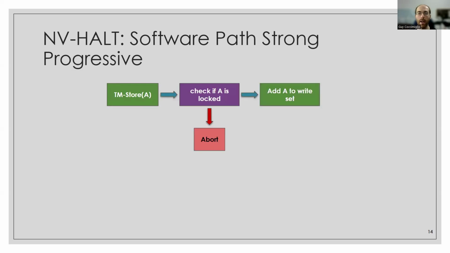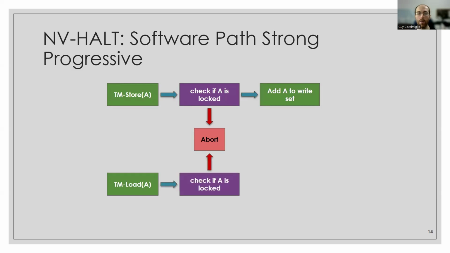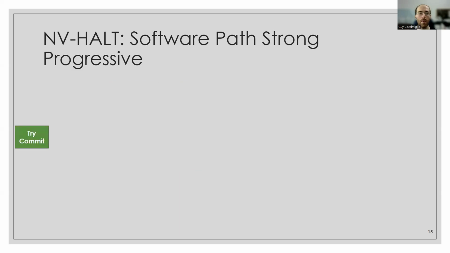If it's not locked, then we're going to add A to the write set. Similarly, if we want to load A, we check if A is locked. If it's locked, we abort. If it's not locked, then we add it to the read set. Straightforward. So what do we do when we want to try to commit?